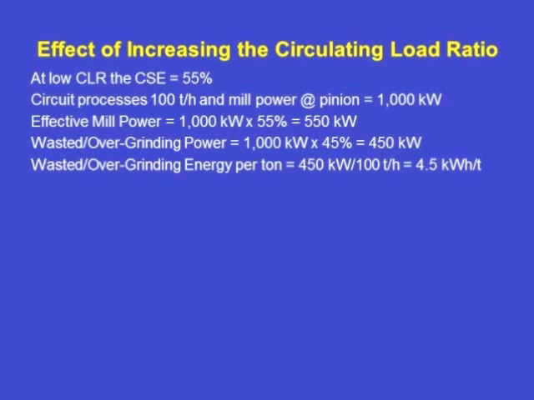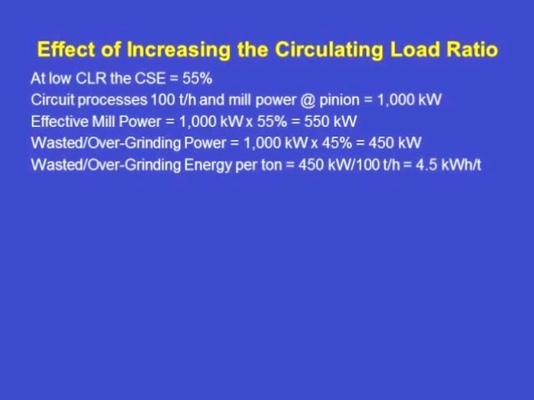The circuit was processing 100 tons an hour, and let's say the mill power at the pinion was 1,000 kilowatts. So our effective mill power was 55% of that, 550 kilowatts. The wasted overgrinding power was the rest, 450 kilowatts, or 450 divided by 100, we were wasting 4.5 kilowatt hours per ton on overgrinding.